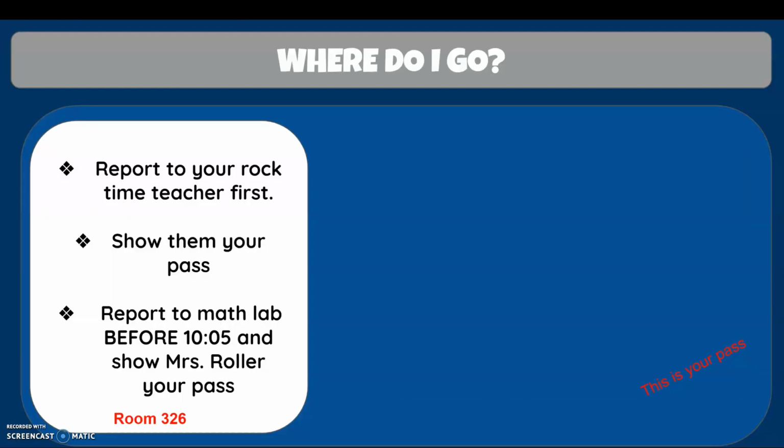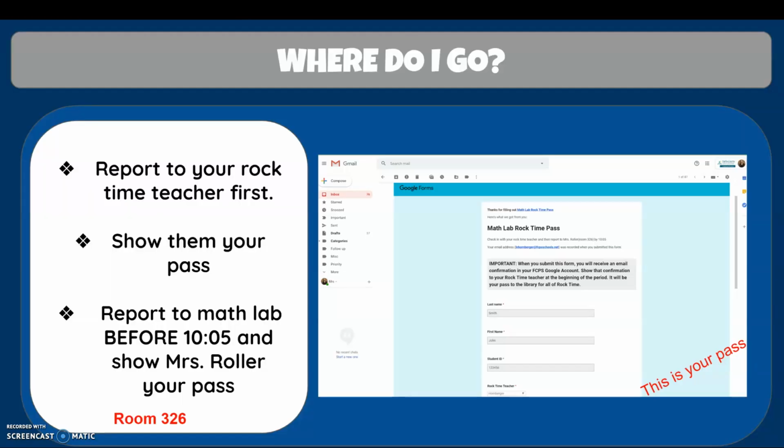Where do you go? MathLab meets in Miss Roller's room, but first you need to go to your rock time teacher and show them that you have a pass, which is the email you received when you filled out the Google form. Once you show them your computer, you can report to MathLab before the travel bell rings at 10:05 and show Miss Roller the same pass. Miss Roller's room is 326.